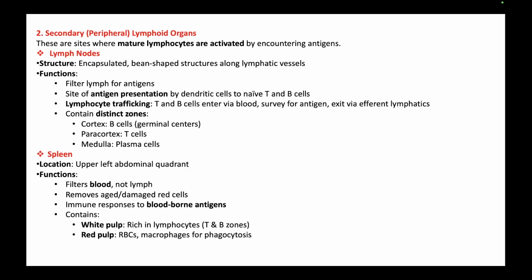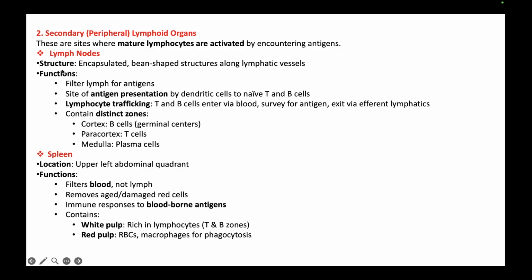Secondary lymphoid organs are the organs where these immune cells, B lymphocyte and T lymphocyte, get activated or face the antigen. Okay, so that includes the lymph node and the spleen and also other organs, for example MALT and GALT. Okay, so these are the sites where mature lymphocytes are activated by encountering antigens.